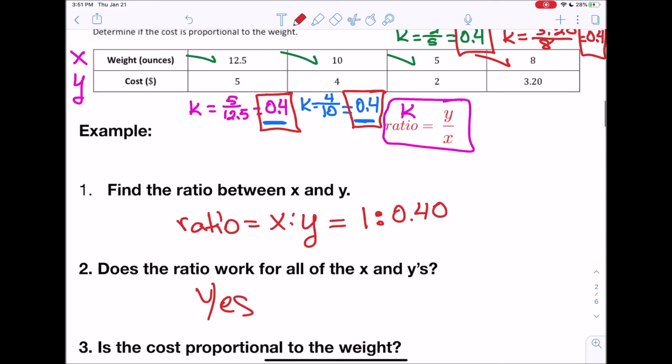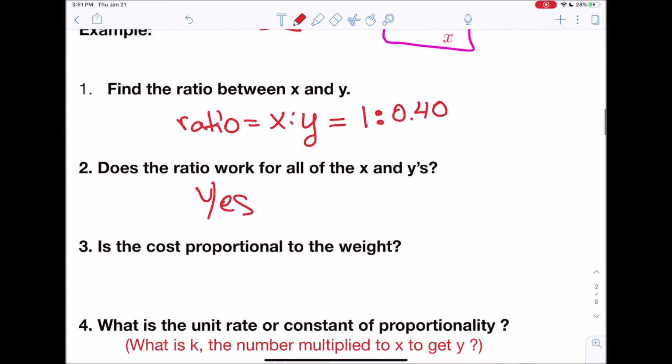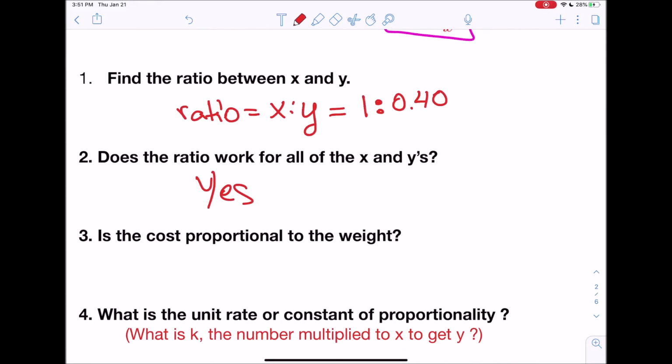Is the cost proportional to the weight? Yeah, we have a unit rate. It worked for all the numbers given. The price of the yogurt did not change no matter how much yogurt we bought. So yeah, if you have a unit rate, that means it's proportional.